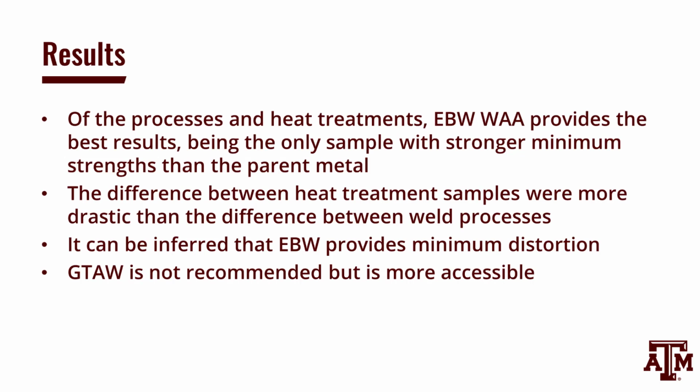To summarize, electron beam welding with the annealing and aging heat treatments produced the best strength. It should be clarified that the heat treatment played a much bigger role than the weld process used. This was to be expected for a semi-austenitic precipitation hardening stainless steel. It can be inferred from the nature of electron beam welding that it will produce less distortion than gas tungsten arc welding due to the lower heat input and narrow weld beads mentioned earlier.